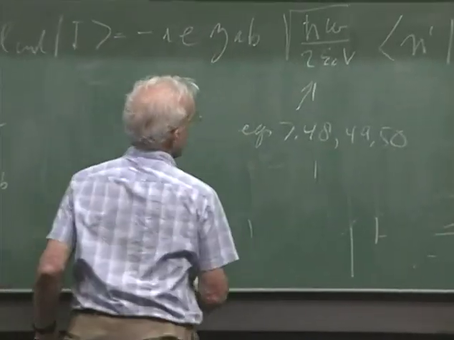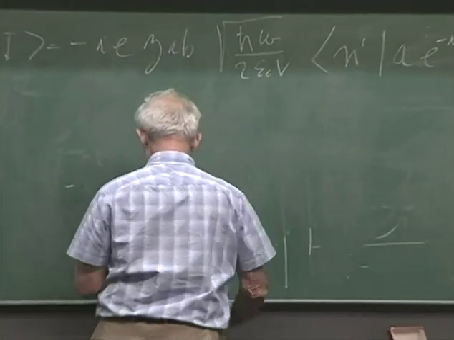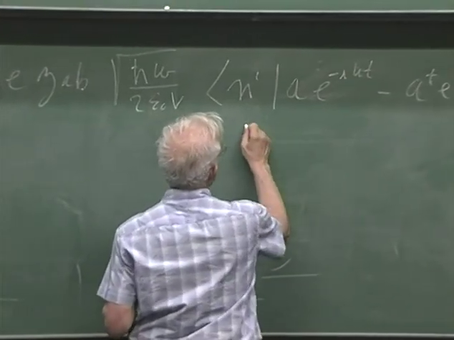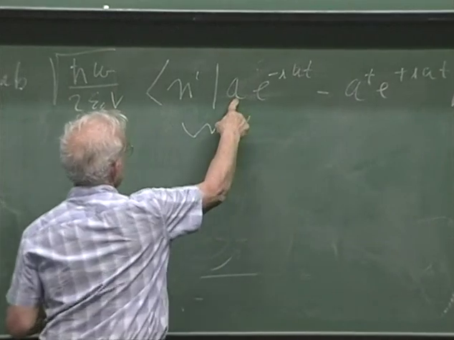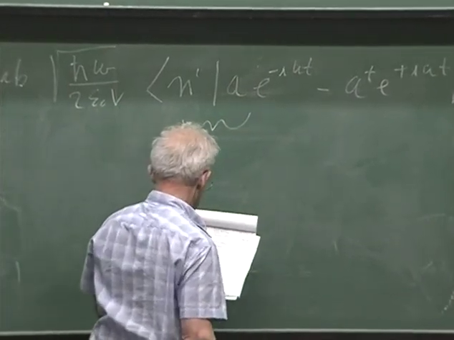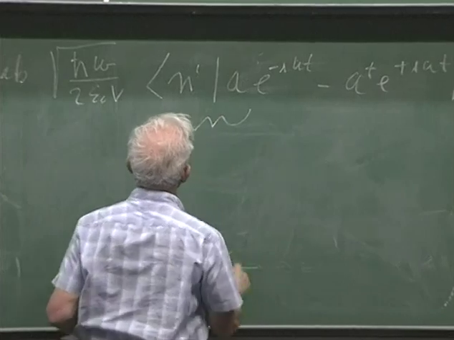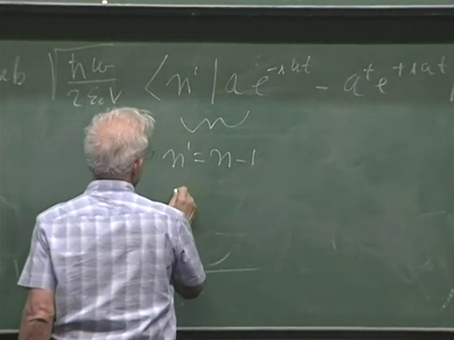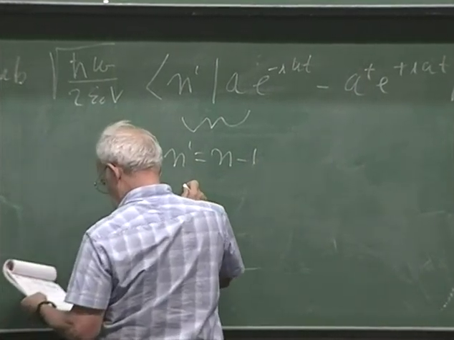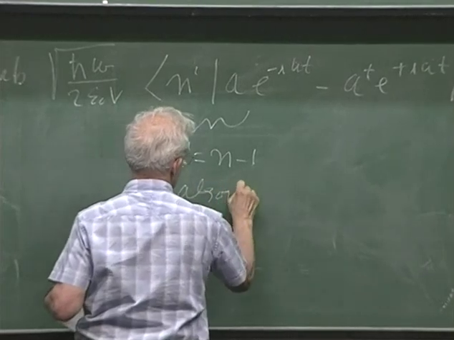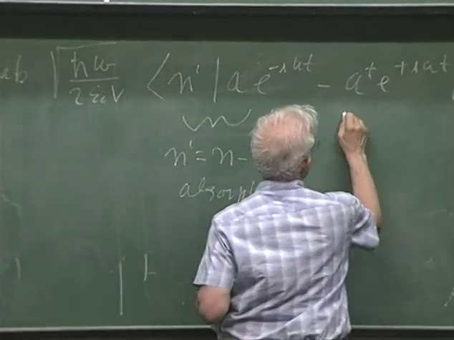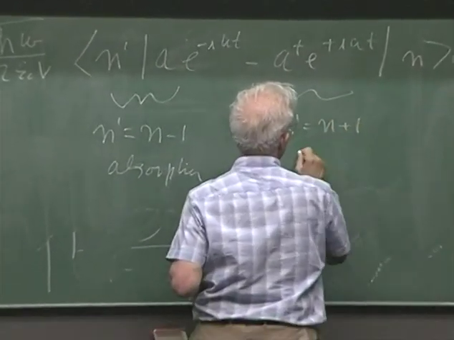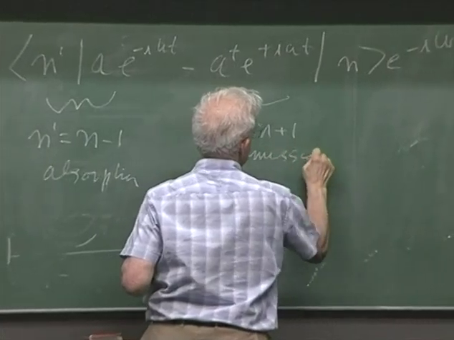And if we look at this term over here, this is the annihilation operator, so n prime is going to equal n minus 1. So this corresponds to absorption. And here, the selection rule is going to be that n prime is equal to n plus 1. So this is the emission term.